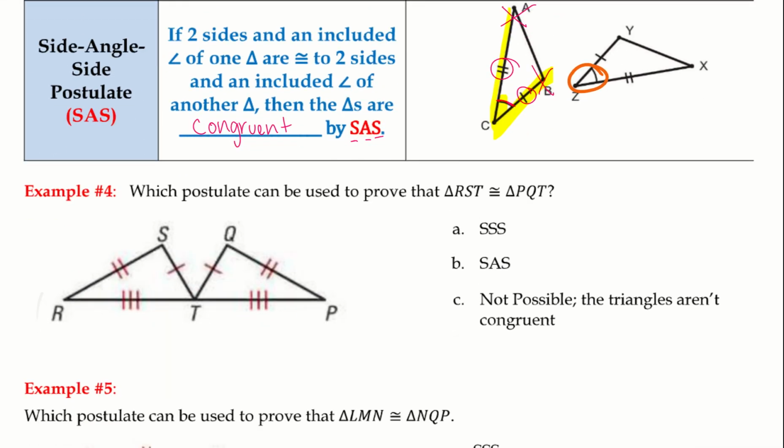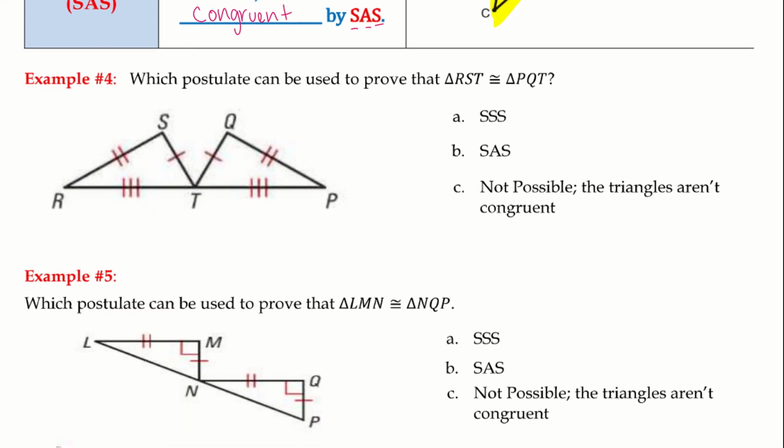All right, example 4. Which postulate can be used to prove that triangle RST is congruent to triangle PQT? So looking at the information we have, which one do you think it is? I'm going to give you a second to try it out. All right, so it will be side, side, side. That is because we have this side, those two are congruent, then we have the 1, and then we have the 3. And so we have those 3 sides, and we could say they are congruent by side, side, side.